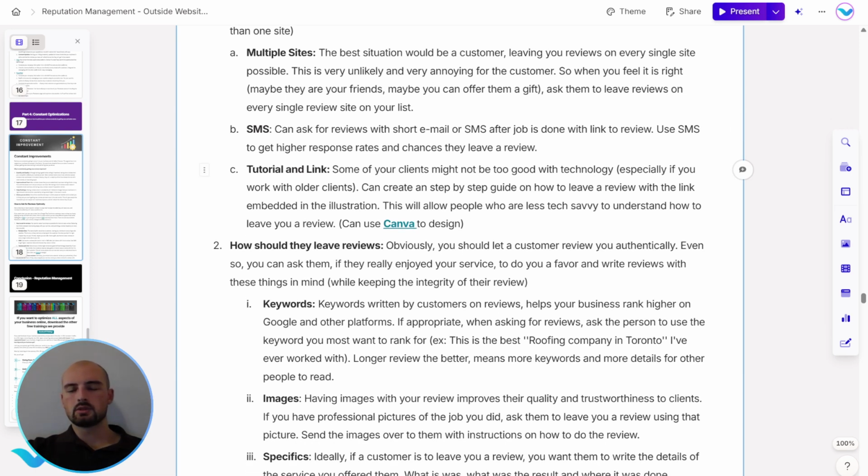Tutorial and link. This is something you should do, especially with clients that are maybe older or people that are less experienced. You actually send them a tutorial of how to review. So you could leave a PDF. You could use Canva to do this. You share that PDF, let's say by email, and then within the PDF you have a clickable link that leads them to the Google review. But basically, you have a tutorial on top. So you show how to leave a review. Then you have the link. They click the link, they get to the Google My Business, but at least they know how to leave a review.